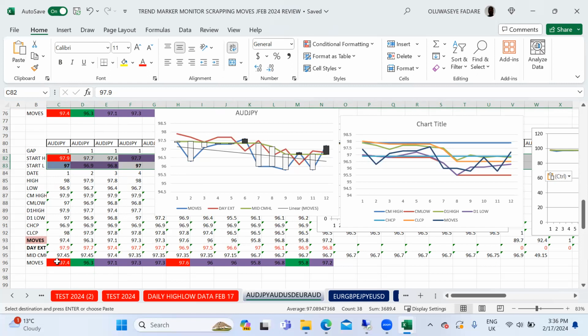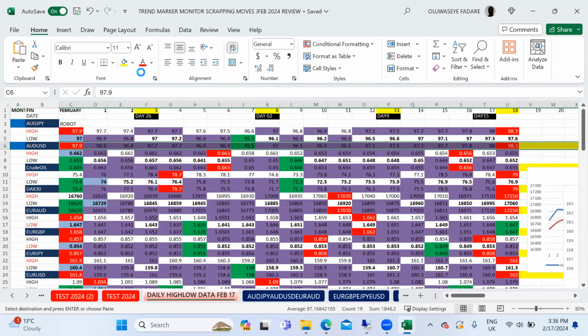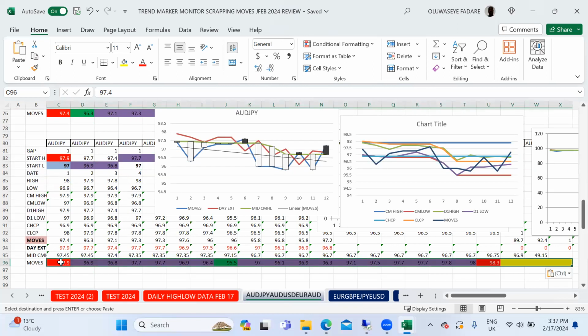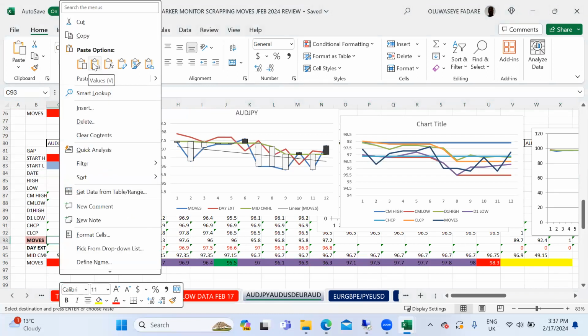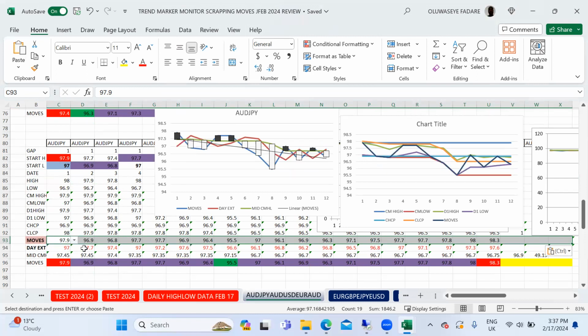Then we get the moves information. We copy the moves again, come here and paste the moves here. Can you see that? We paste the moves here and also paste the moves in figures here. And then the day EXT automatically calculates itself.